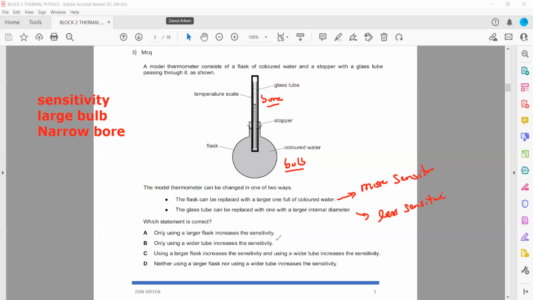So which statement is correct? Only using a large flask increases the sensitivity. So that is true. A is the right answer. Because when we use a large flask or a large bulb, it will have a greater volume of liquid. When we have a greater volume of liquid, it will have a greater sensitivity as well. So A should be the right answer for this.